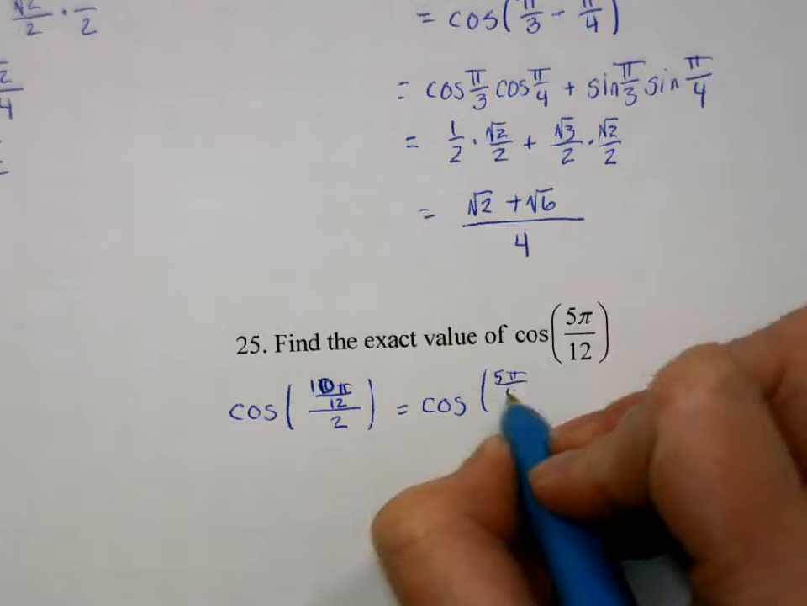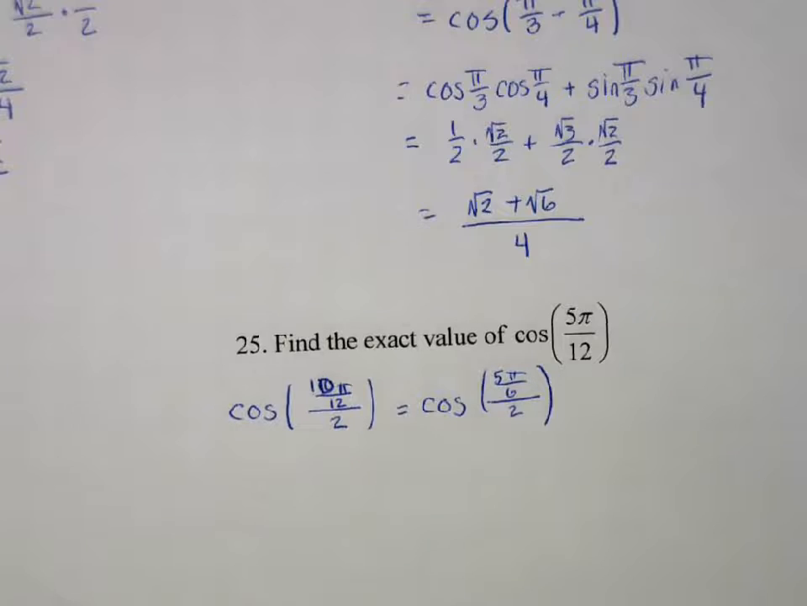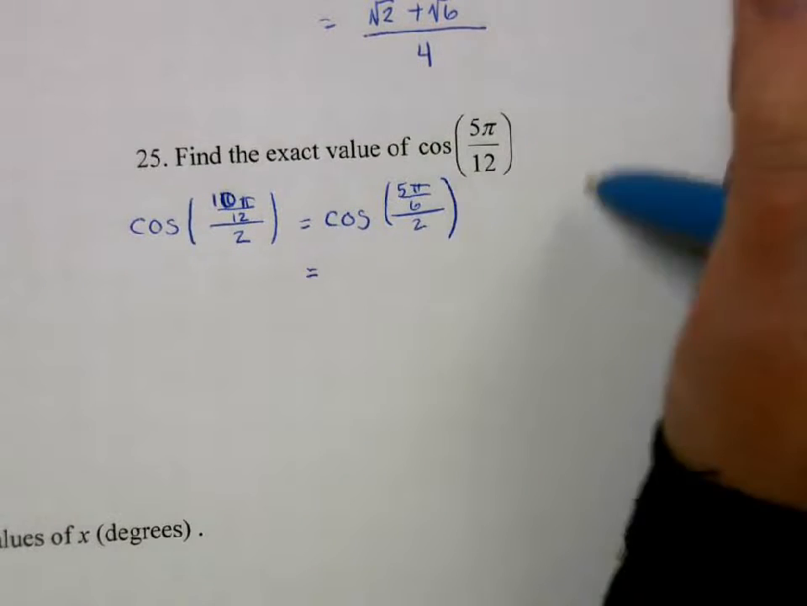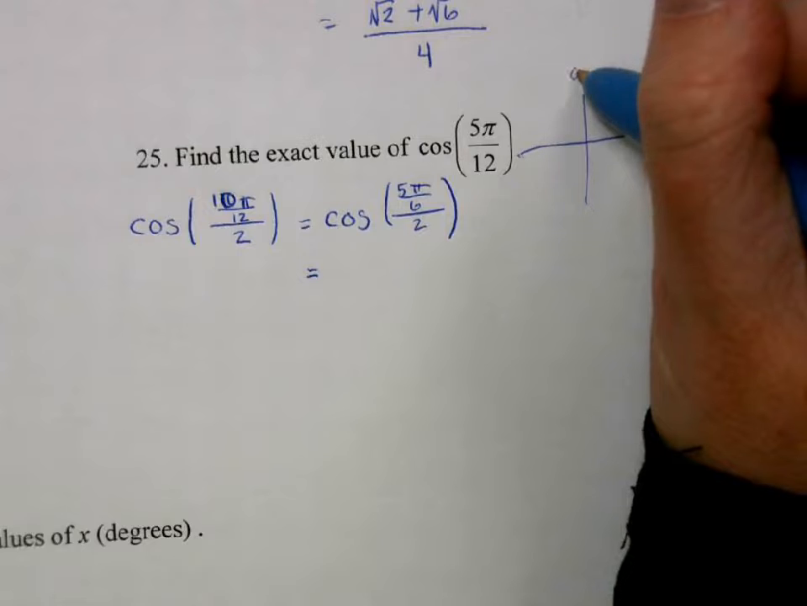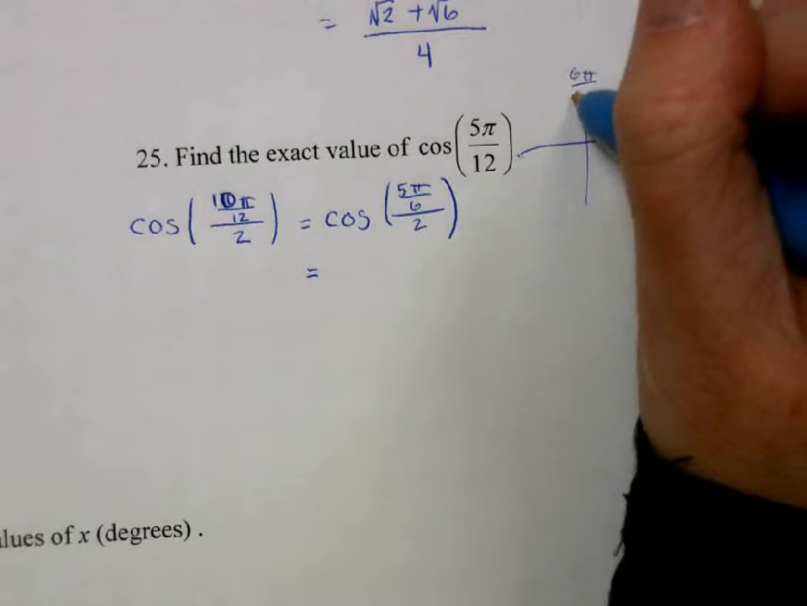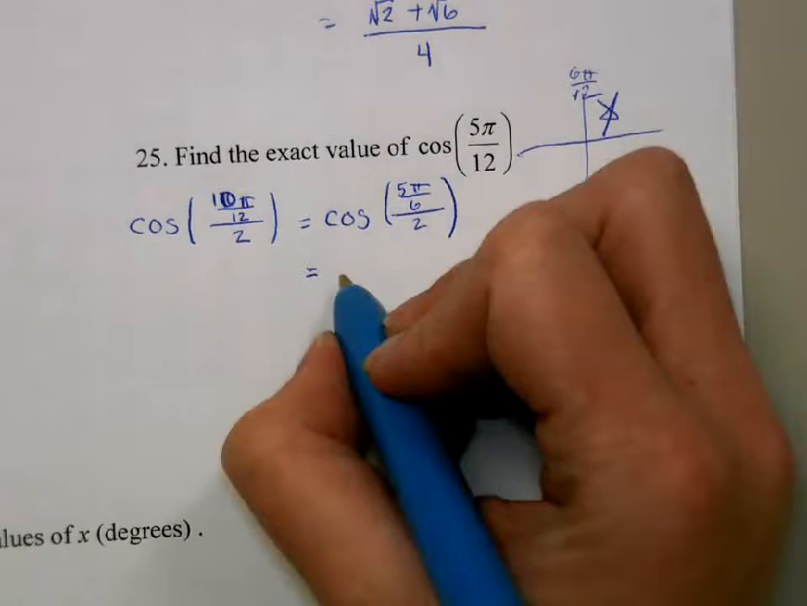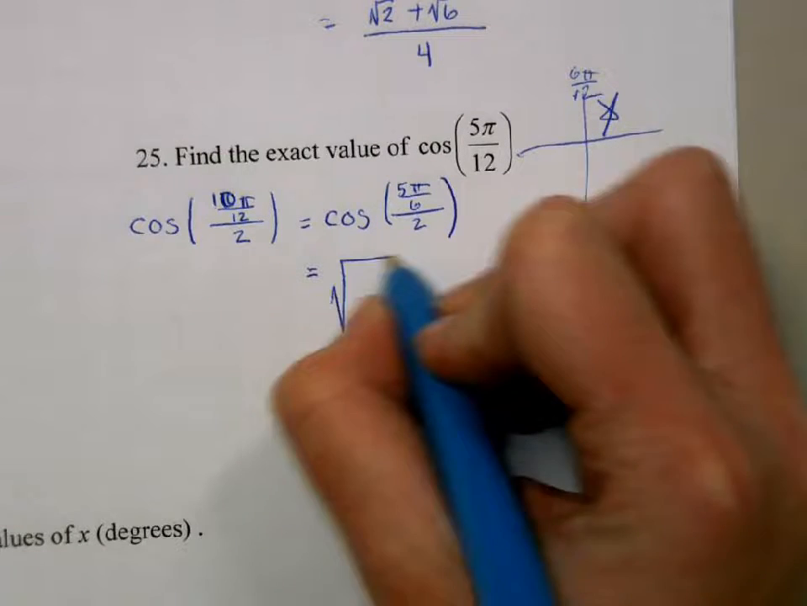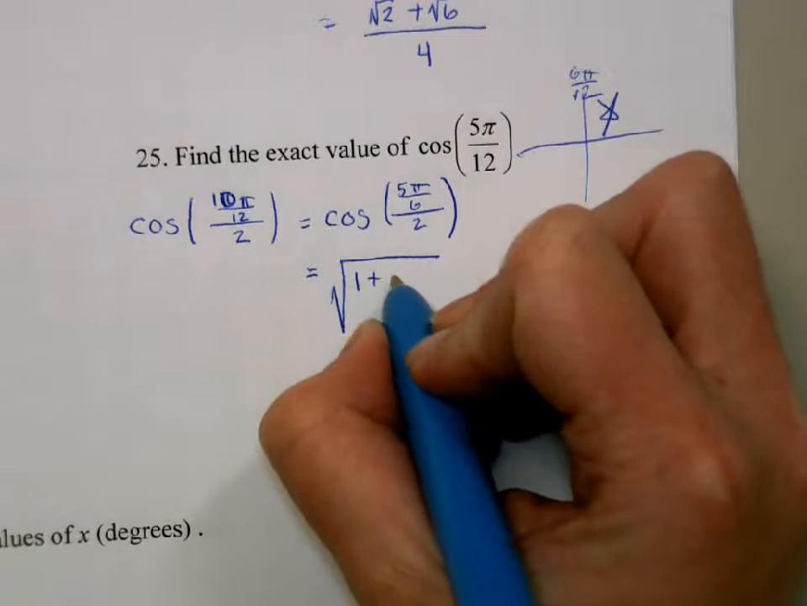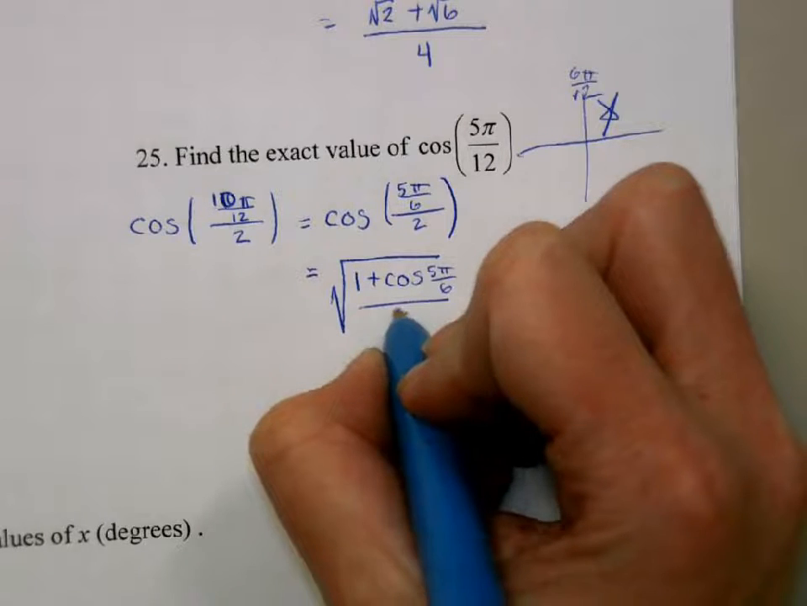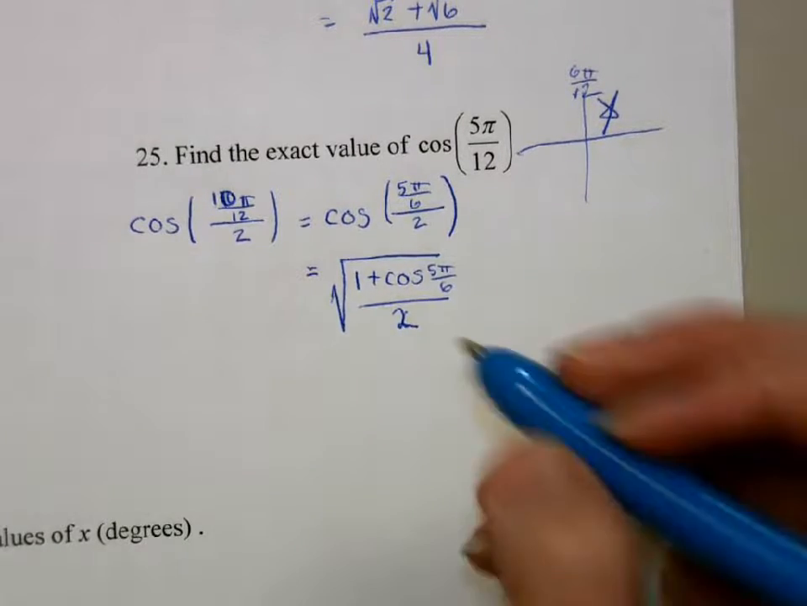5 pi over 12 is less than 6 pi over 12, so it's in the first quadrant, so it's positive. Okay, so just replace the identity. Cosine of 5 pi over 6 is root 3 over 2.